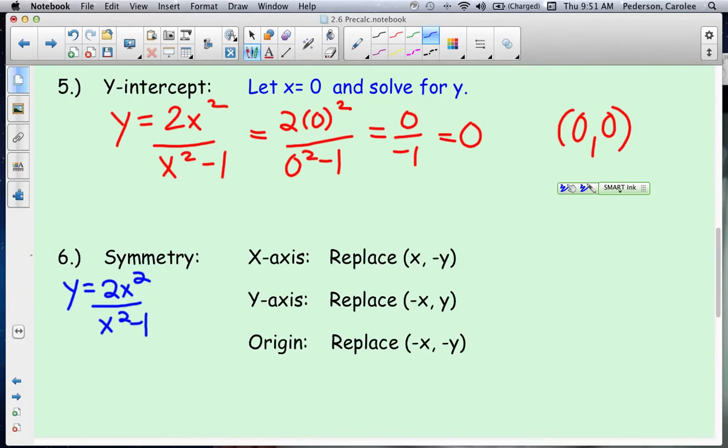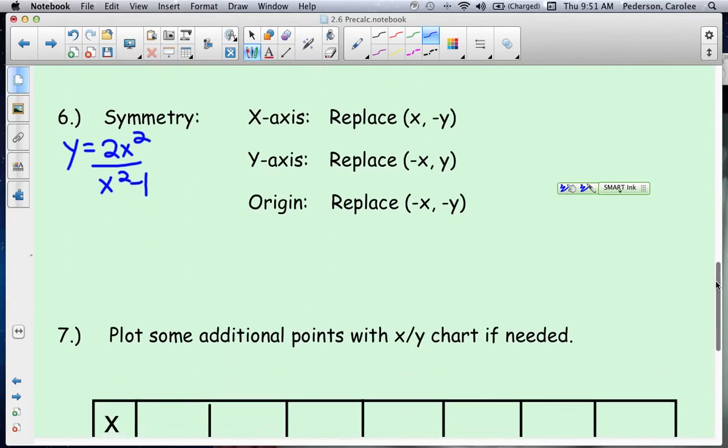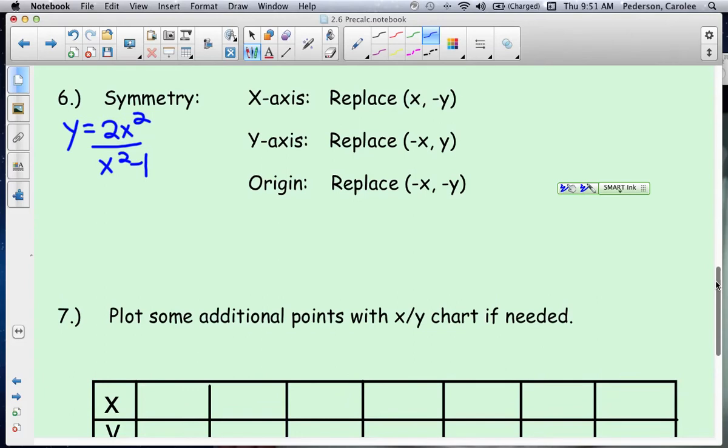So there's my original function. I just replaced that f of x with y notation. And now we're going to test it. If I test the first one for x-axis symmetry, and I replace this with a negative y, do I now have the original function? No. So I know this is a no. I'm just going to erase that negative now.